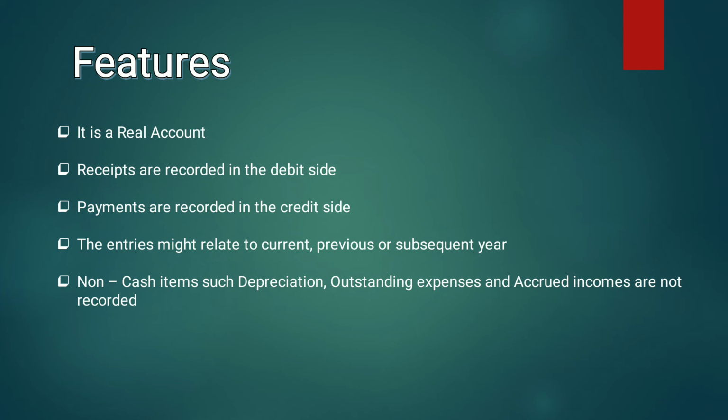And finally we have non-cash items such as depreciation. Is depreciation a cash item? No, right? And also outstanding expenses are nothing but the expenses which are yet to be paid. So cash payment or receiving is not happening, correct? And similarly accrued income, the income which has to be accrued in future. So all these things will not be included in receipts and payments.